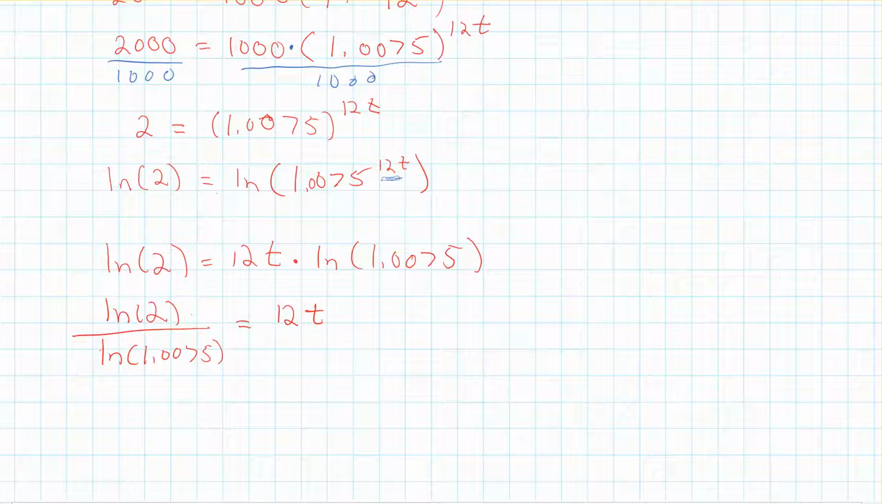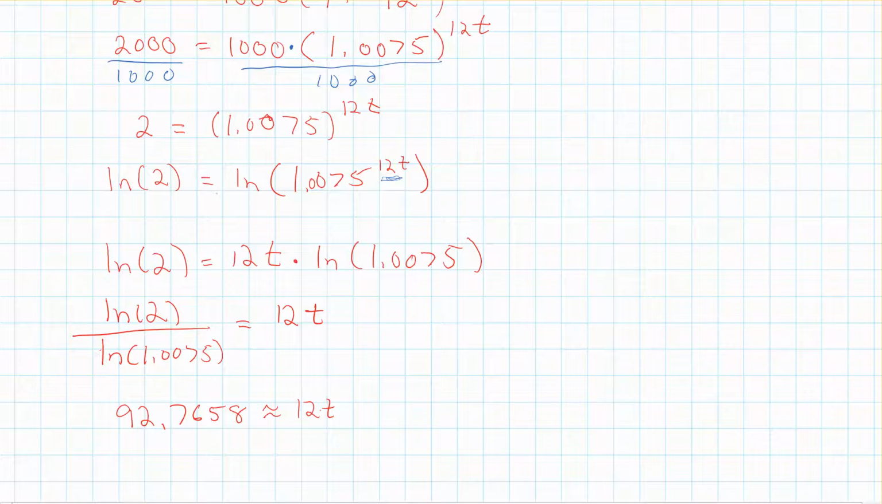Now if you wanted to start plugging things in, you could. I would personally just divide by 12 and then do it all at once. But let's go ahead and write what this is. So natural log of 2 divided by the natural log of 1.0075. And if you calculate this, you get 92.765, and then I'll round 8, is approximately 12t.